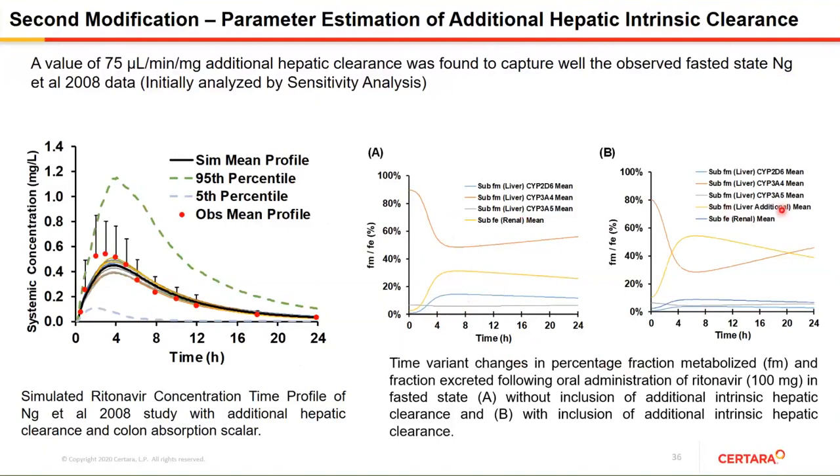So when we added this additional clearance, you can see that this actually rises to a value of around 50%. So at a certain point in the simulation, the contribution coming from additional clearance is as high as 50%. So there is definitely some additional clearance which we needed to include in the model in order to capture the clearance. And it would be good if we can generate some in vitro data to identify the additional clearance mechanism for ritonavir, or maybe find some more robust values for CYP3A4 and 5. But in this model, we have to use an additional clearance mechanism.